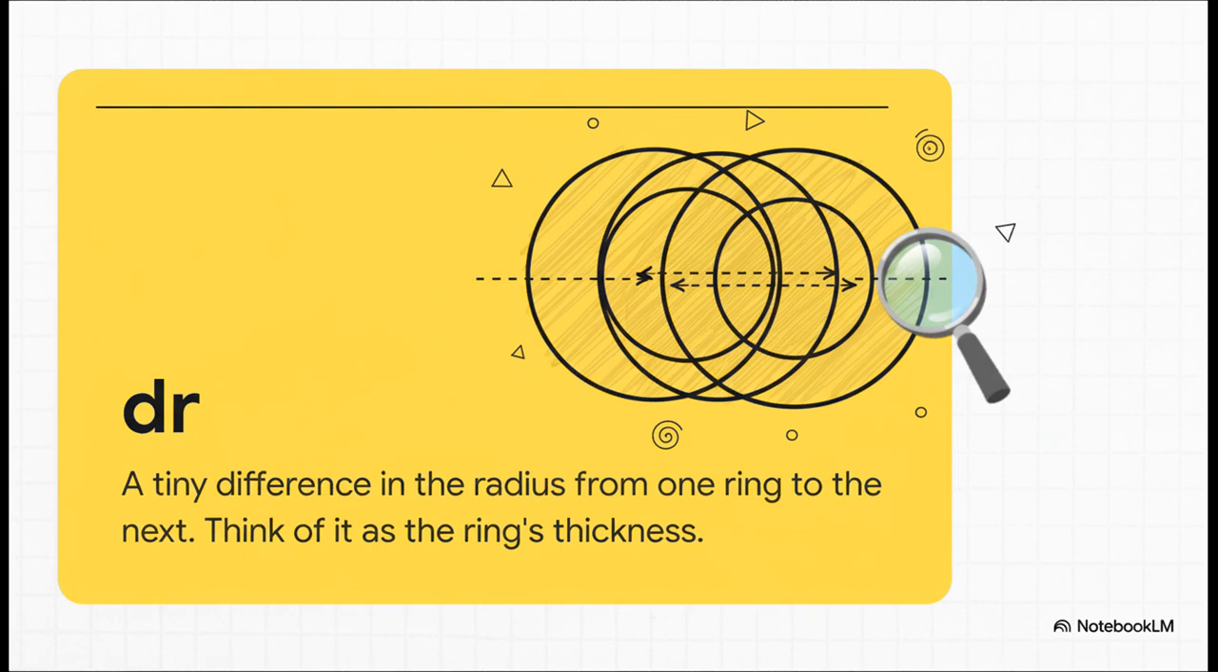Okay, but before we can find the area, we need to talk about how thick our rings are. Let's give that thickness a name, dr. Don't let the letters scare you. Just think of dr as a tiny, tiny difference in the radius as you go from one ring to the next. It's an incredibly small number.